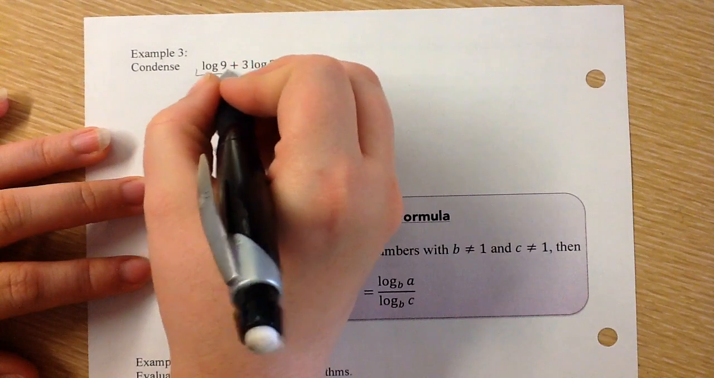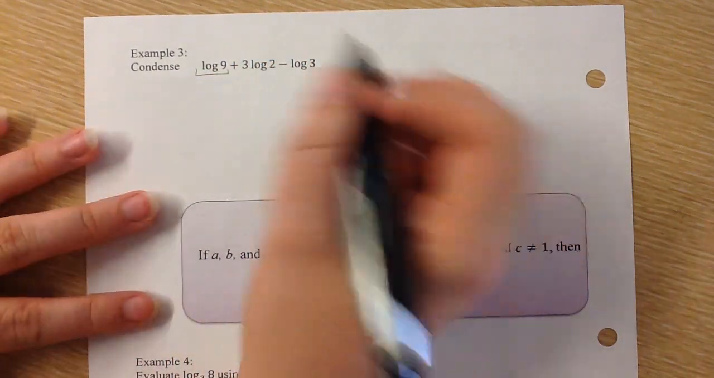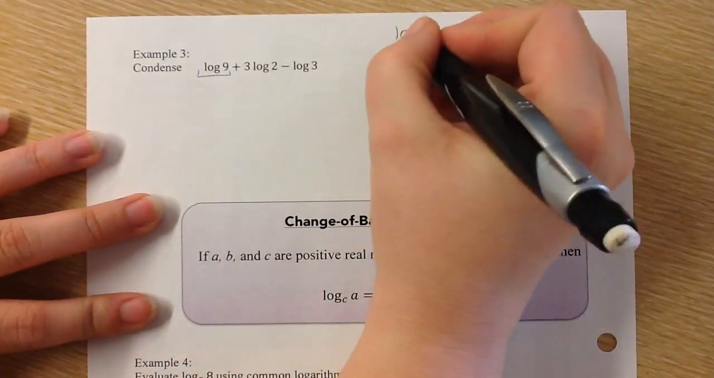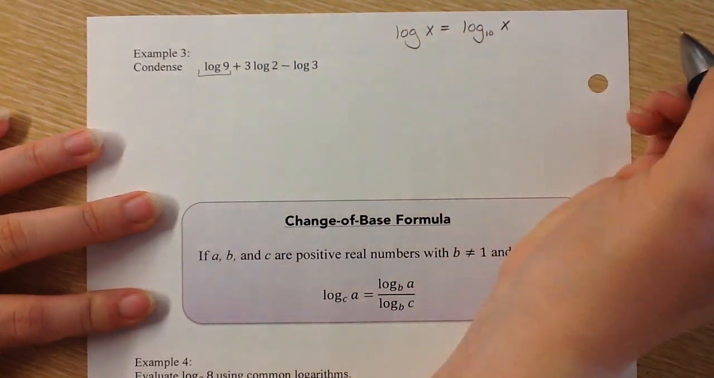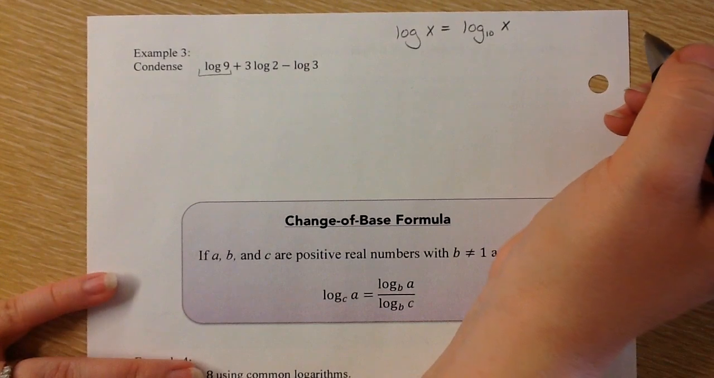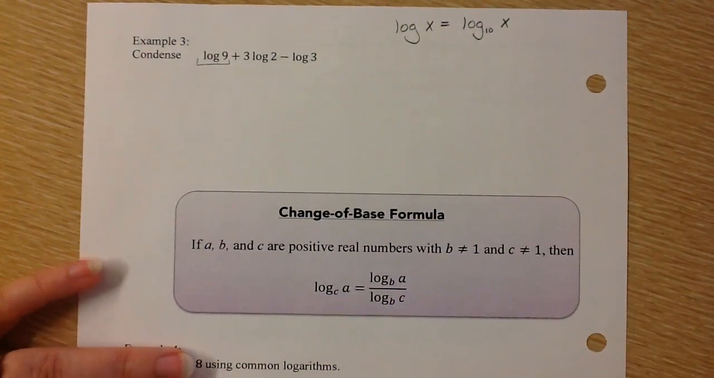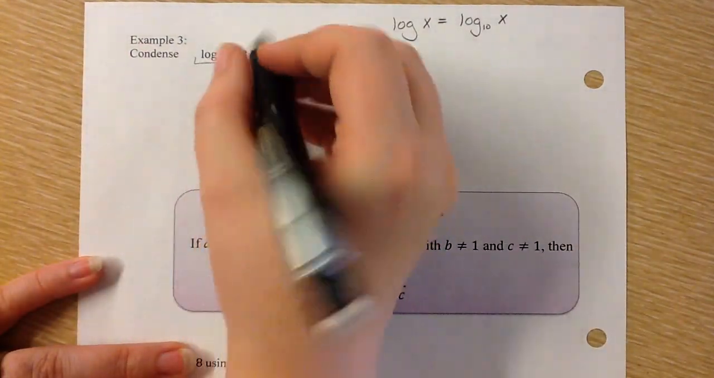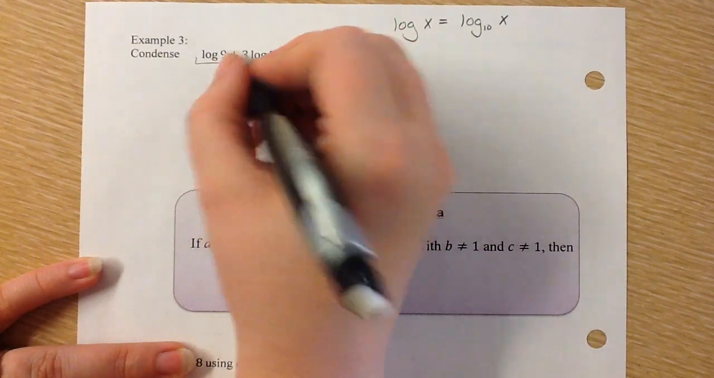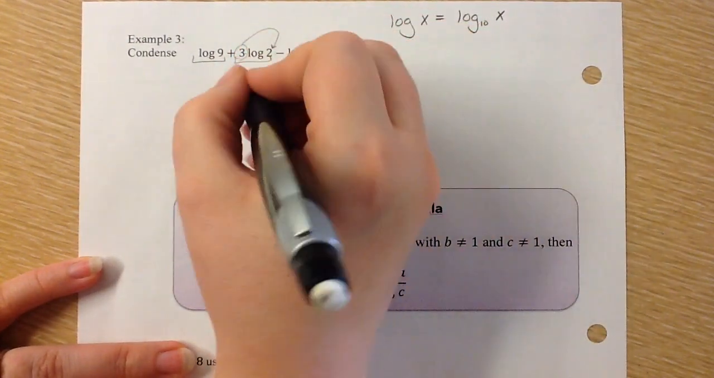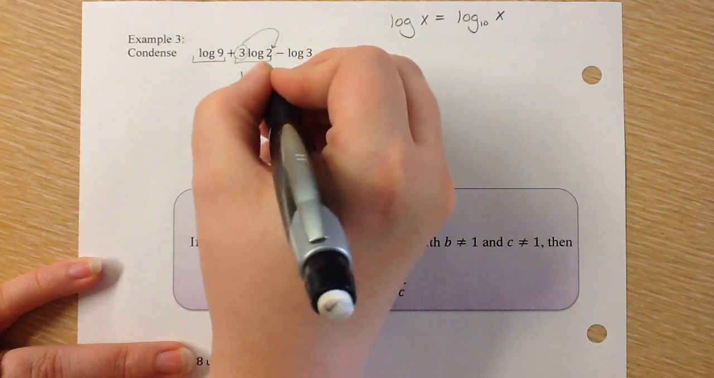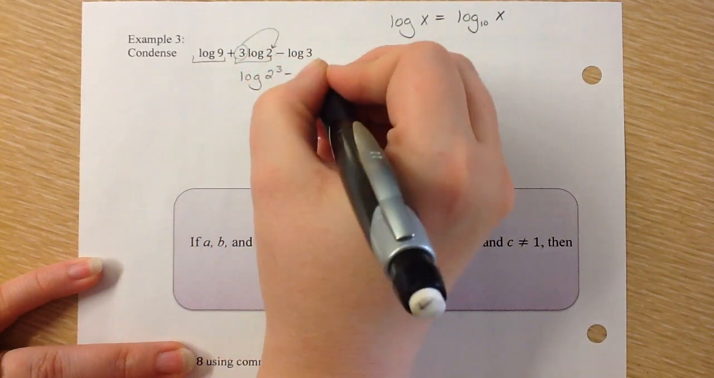Okay, well, there's nothing I can really do with that. It's just the log of 9. Again, base 10. If they just have log of x, that's assumed to be base 10, which is our common log. Okay, our common log there is base 10. Remember that from the last section? So here we have log of 9, but this one, this is 3 times log of 2. Well, this 3, I can bring it back and make it an exponent. So this would be the log of 2 to the 3rd minus log of 3.